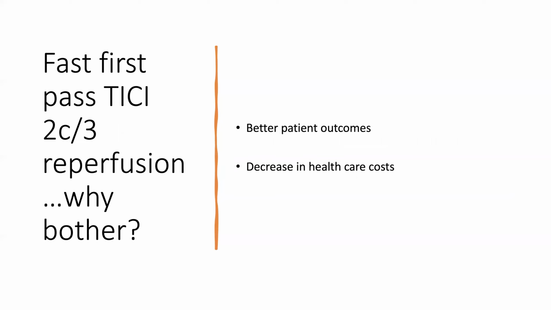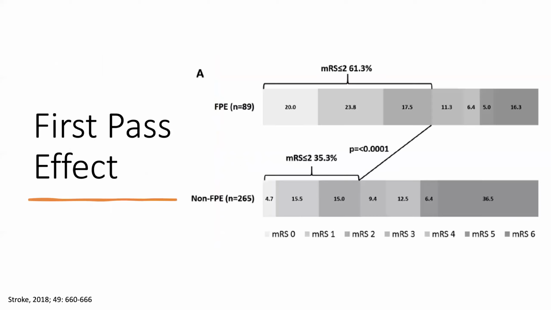So the first pass effect, TICI 2C3 reperfusion, why bother? There's several studies now that have shown better patient outcomes. And there's also one study that showed a decrease in healthcare costs because these patients actually do better. They're able to get out of the ICU a lot quicker and get home a lot quicker, and they don't require as much rehabilitation to have a modified Rankin score of 0 to 2.